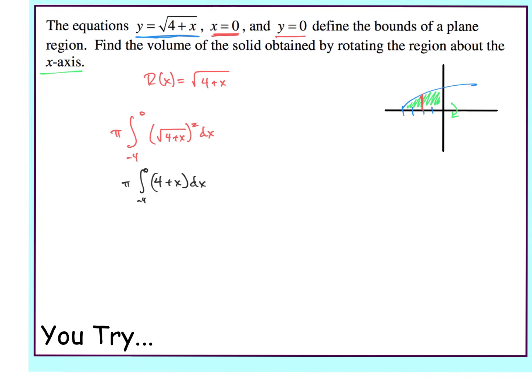And now we're going to start anti-deriving. So what's my antiderivative of 4? 4x. I still have a pi chilling. And then what do I have? What's my antiderivative of x? X squared over 2. And I'm going to go from negative 4 to 0. So what do we substitute in first? 0. And what do we get? 0. Minus, now I'm going to substitute in what? Negative 4. So I end up with negative 16 and then plus 8. What would I highly suggest you do? All right, and we end up with 8 pi. So the volume of that shape would give me 8 pi units cubed, whatever my units are.